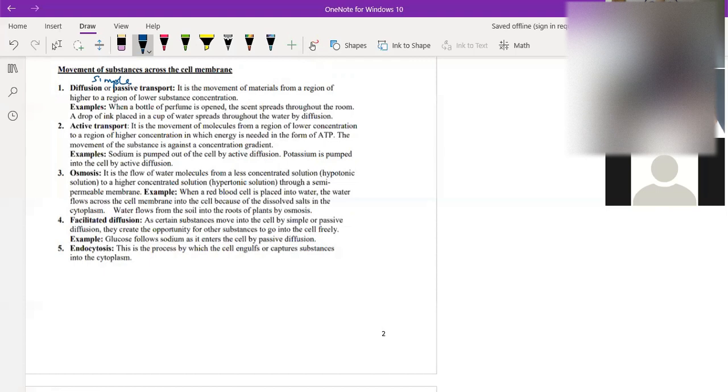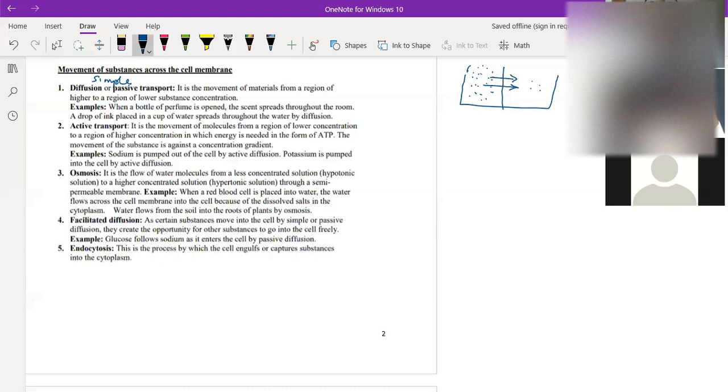And then if you have a drop of ink placed in a cup of water, the ink will spread throughout the whole water by simple diffusion, right? One way you can remember diffusion is to think about this diagram. Let's say I have a room and I have a lot of molecules in here and few molecules here. So, a crowded room. Because the room is crowded, the people want to move out into a less crowded environment. So that is simple diffusion, right? Crowded to less crowded.